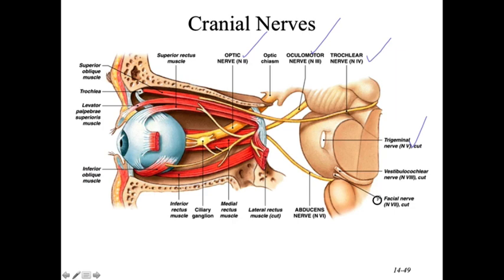Okay. We can see cranial nerve 7, which helps to shut the eye. And then we can see the lateral rectus, the medial rectus, the inferior rectus, the inferior oblique, the superior oblique, and levator palpebrae.